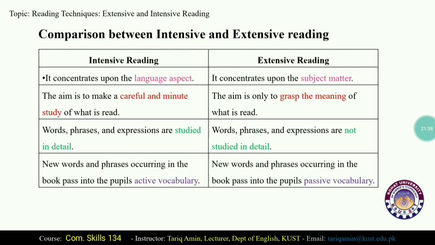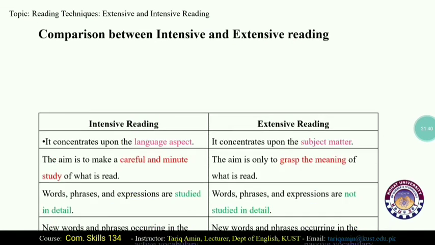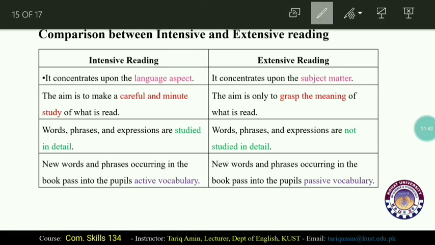Comparison between intensive and extensive reading. Let's discuss some of the points. The very first point is that intensive reading concentrates upon the language aspect. It concentrates upon vocabulary, words, phrases, clauses, and sentences. In short, it focuses upon the language aspect of a text. Whereas extensive reading does not concentrate upon the language aspect, but it concentrates upon the subject matter. It concentrates upon the meaning of a text.